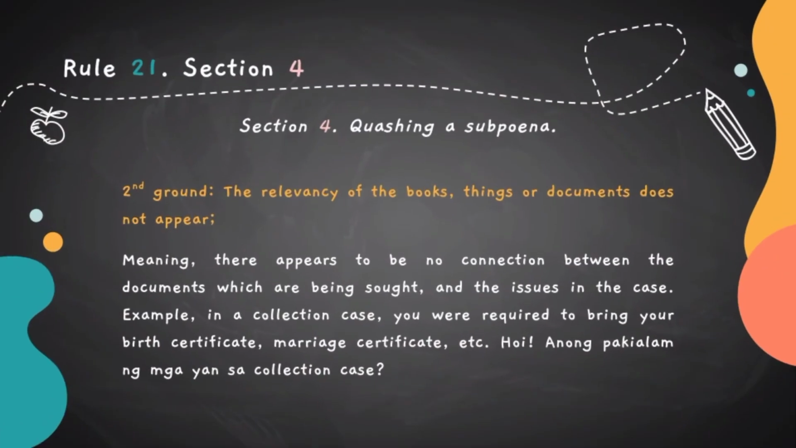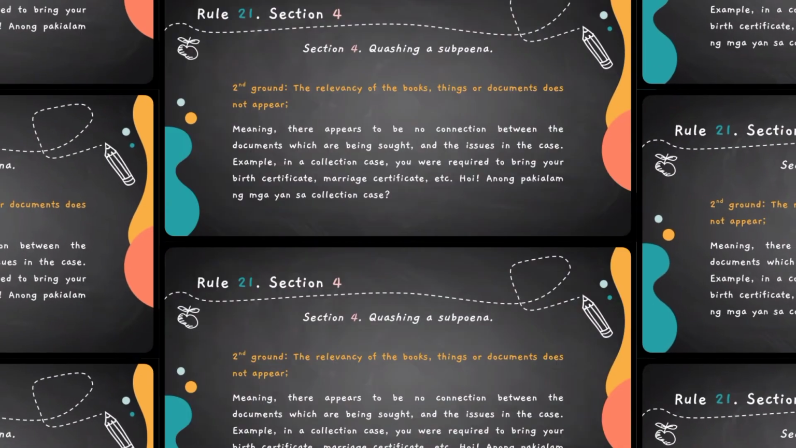Second ground. The relevancy of the books, things or documents does not appear, meaning, there appears to be no connection between the documents which are being sought, and the issues in the case. Example, in a collection case, you were required to bring your birth certificate, marriage certificate, etc. Hoy, anong pakialam ng mga yan sa collection case?